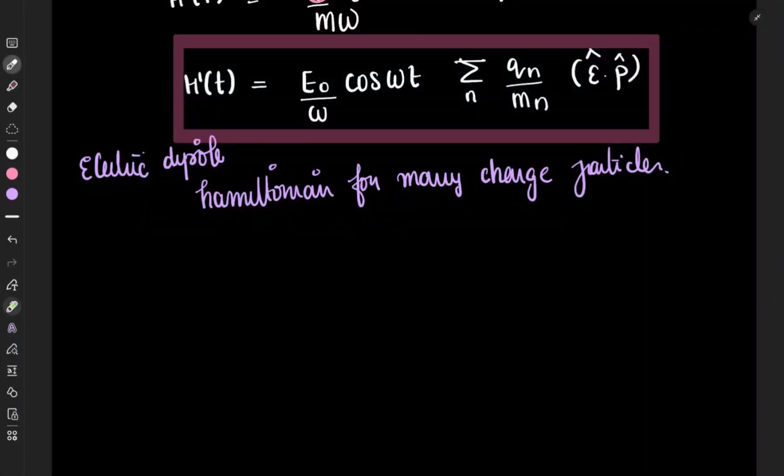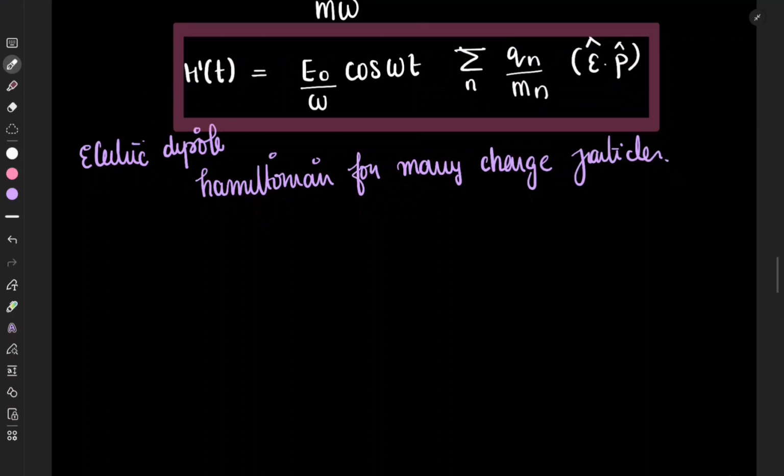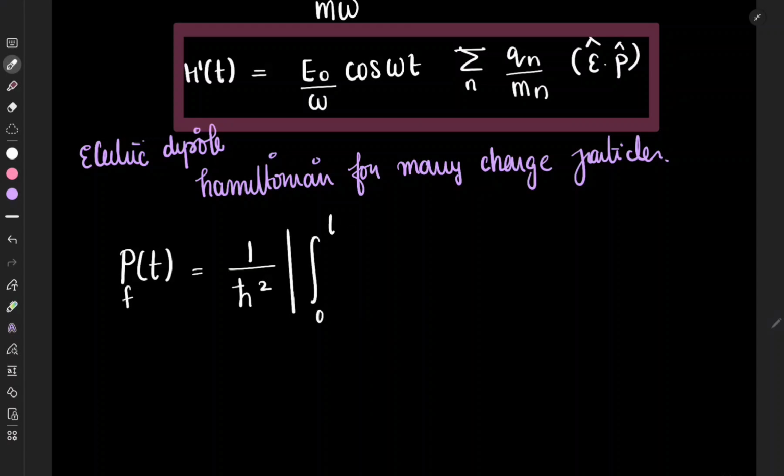In the previous lecture we stopped at this footage. Now what we're going to do is substitute the h prime value into the transition probability equation. Remember this equation, we have written it a while back. This is the transition probability equation: 1 by h cross, modulus of integral from 0 to t prime, e raised to minus i omega_if t, bra f h prime of t ket i dt, and the modulus closes with a square.